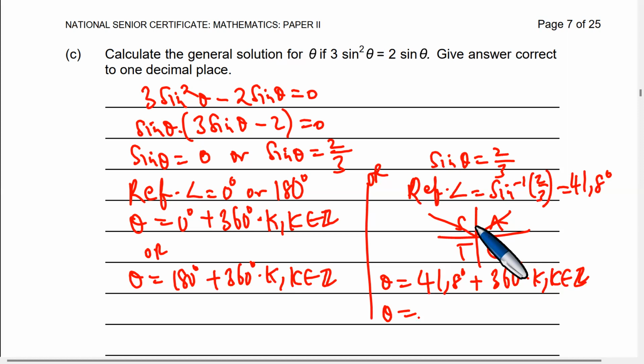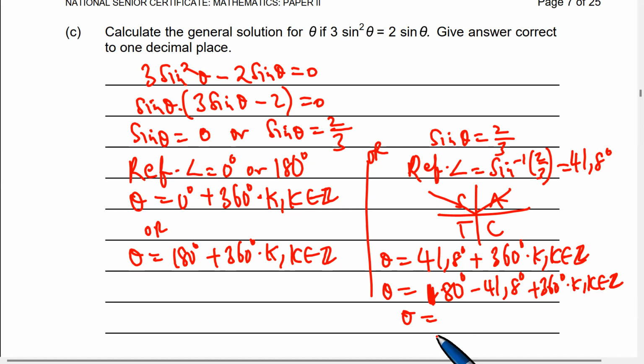Theta equals, now you have this in the other quadrant, the second quadrant. So it is 180 degrees minus 41.8 degrees plus 360 degrees times k, where k is in Z. So what is the answer to this now? 180 minus 41.8 is 138.2 degrees plus 360 degrees times k, where k is an element of the integers. So now this is the answer, and we are done. Next question.